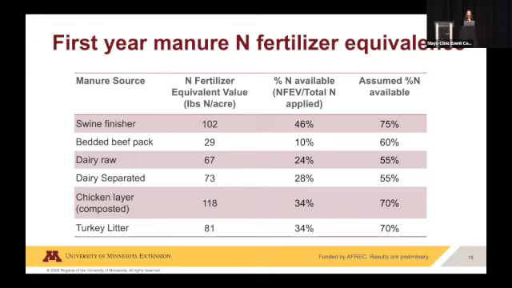So, for instance, for swine finisher manure, we only got about 46% of the total nitrogen applied was available on average. For bedded beef pack, it was 10%. Dairy raw ranged from 24 to 28% if it was separated. And then both of our poultries were about 34%. And just to show you what we assumed was available based on our current recommendations, you can see that what was available and what we assumed were very different things.